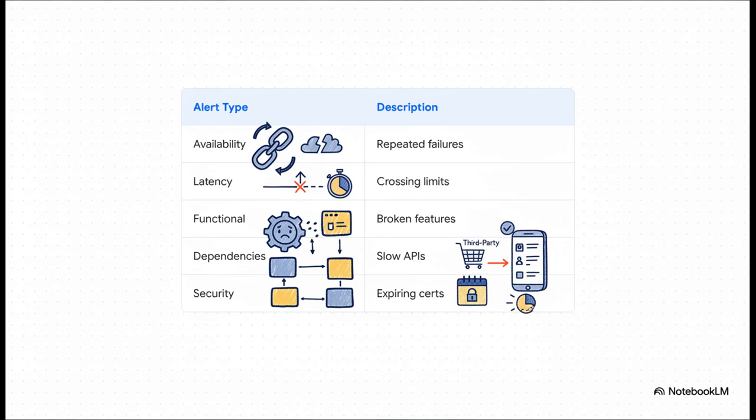You absolutely need functional alerts. For example, if a user's login succeeds but the dashboard just doesn't load, that's a massive failure. Don't forget your dependencies. If a third-party payment API is dragging, you've got to know before users abandon their carts. And lastly, security signals. Something like an expiring certificate should trigger an immediate alert.